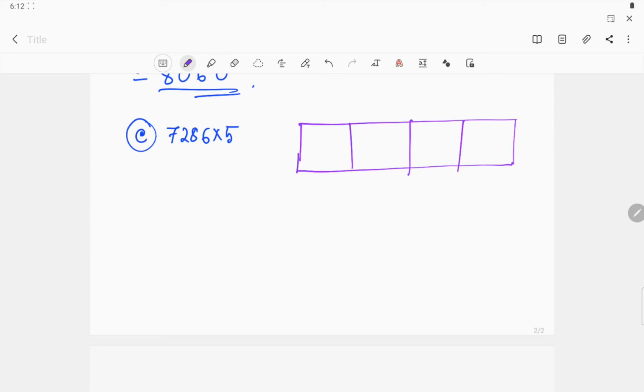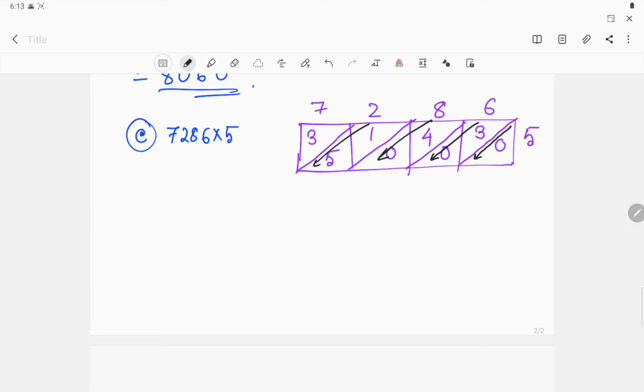The same question, the question number C, you have to multiply a 4-digit number by a 1-digit number. So you have to write the number along this grid, that is 7286, and along this it will be 5. Now draw the diagonal in each square. So I have drawn, and now multiply it. So 5 6s are 30, 5 8s are 40, 5 2s are 10, and 5 7s are 35. Okay, now you have to draw an arrow along this side.